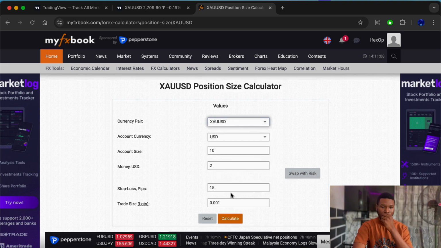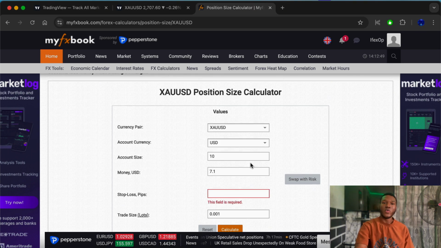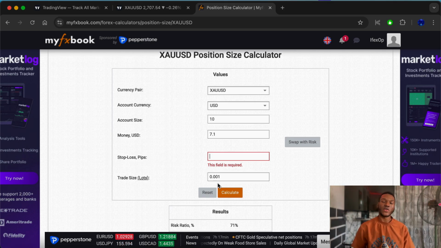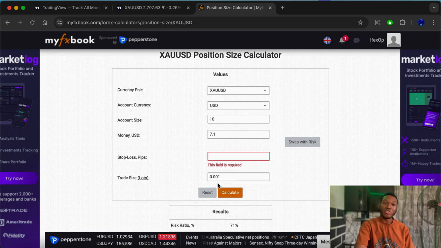So here is XAU USD right here. Then the currency is the USD. Then the account size is obviously $10. Since we are on gold, the trade size in lots is going to be 0.001 because it's a metal and the values are usually very different from currency. Currency values are usually one standard lot, but for gold we're going to use 0.001 for the trade size.